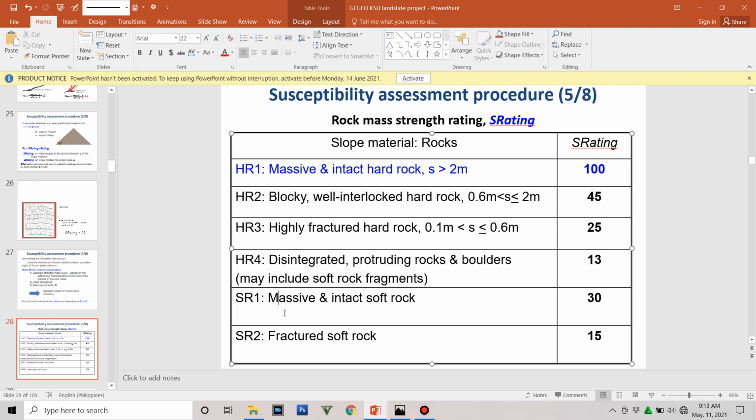For soft rocks, it is designated as SR, soft rock. For soft rock 1, if we have a massive and intact soft rock, we have a score of 30. And SR2, a fractured soft rock, has a score of 15.